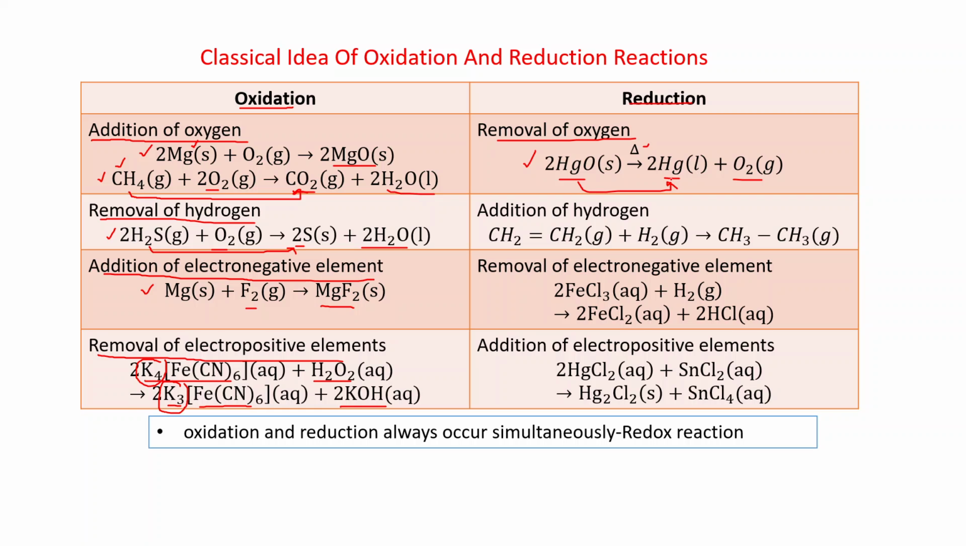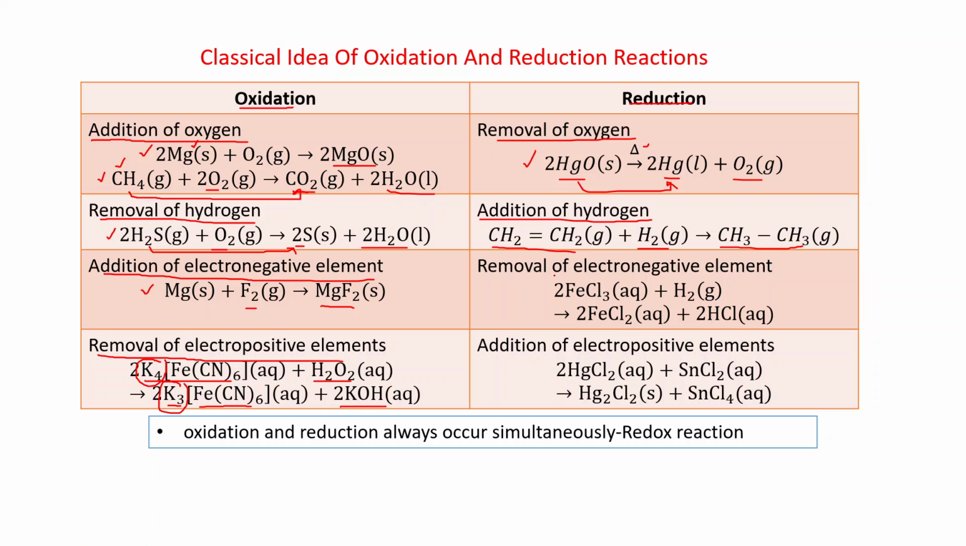We can also define reduction in terms of addition of hydrogen. See this is CH2 double bond CH2. When this reacts with H2, it will convert into CH3CH3. This is an alkene. On addition of hydrogen, this will convert into alkane.